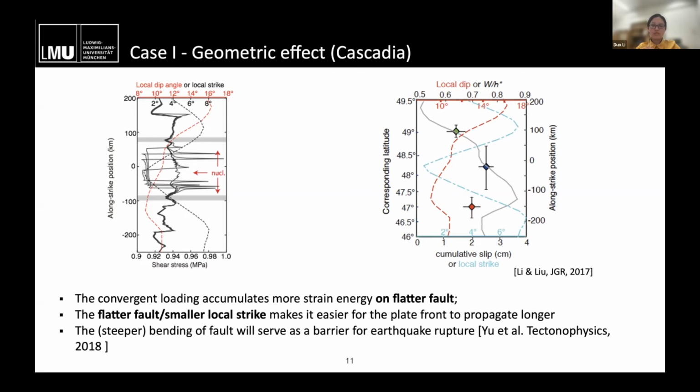flat fault will accumulate more energy during the inter-SSE period, and also promotes a larger or longer rupture distance during the SSE period. This is consistent with what is found in Yu et al. 2018. They found the steeper bending of this fault will serve as a barrier in their co-seismic rupture in their earthquake cycles model.